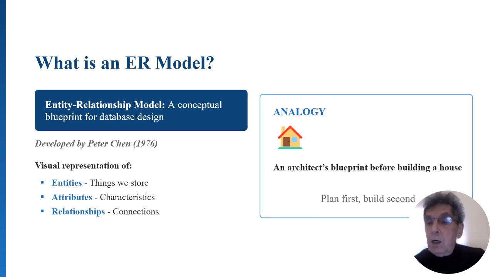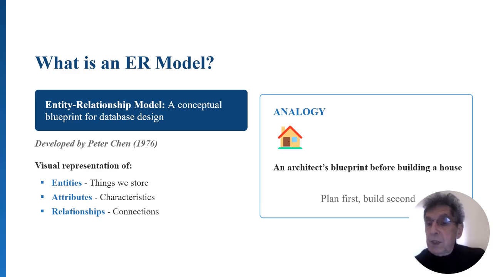So, what exactly is an ER model? An entity relationship model is a conceptual blueprint for a database design. It was developed by Peter Chen in 1976 and remains the foundation of database design nearly 50 years later. An ER model is a visual representation of 3 things. First, the things we want to store data about. We call these entities: patients, providers, visits, medications. These are all entities. Second, the characteristics of those things. We call these attributes. A patient has a name, a date of birth, an address. These are all attributes of the patient entity.